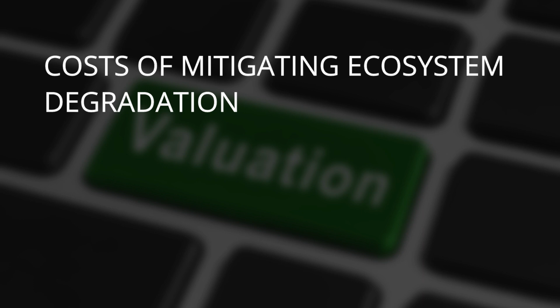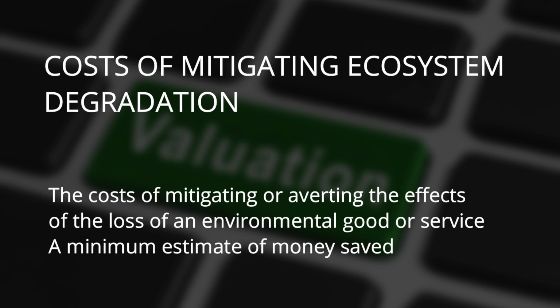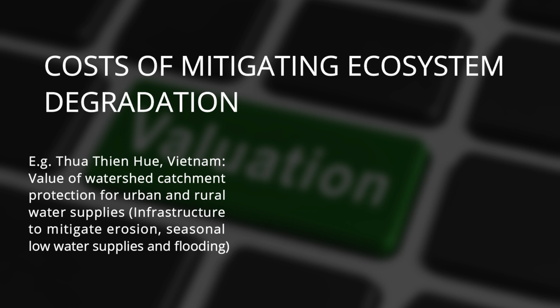Now there is also a cost of mitigation to ecosystem degradation. For example, the cost of mitigating or averting the effects of the loss of an environmental good or service. So in this case, a minimum estimate of money is saved while mitigating. For example, the value of a watershed or catchment area protection source for both rural as well as urban water supplies, that includes infrastructure to mitigate erosion, seasonal low water supplies and flooding, can really give a good value to the watershed and catchment area protection scheme.